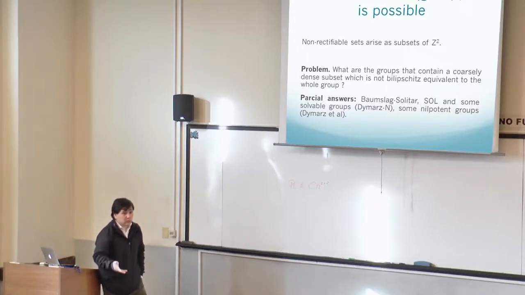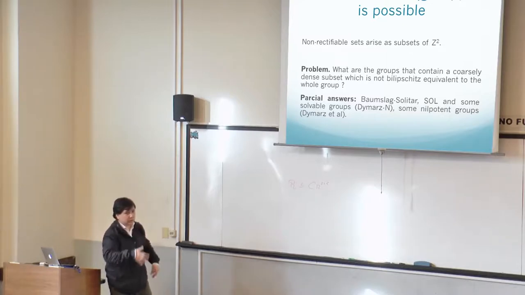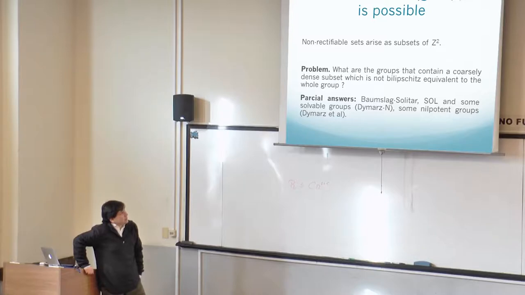But C2 is a group, so this question can be asked for any group. So the question is, what are the groups that contain a coarsely dense subset which is not bi-Lipschitz equivalent to the whole group? Coarsely dense: you take a finitely generated group, and you take the word distance on the group, and you take a subset which is coarsely dense, which means that every ball of radius, say, 11 contains a point in this subset. Whether such a subset can exist which is not bi-Lipschitz equivalent to the whole group. And this is the case for C2 and for CD because of the Burago-Kleiner theorem. And actually, this is the case also for some solvable groups like the Baumslag-Solitar groups and so on, and some nilpotent groups.